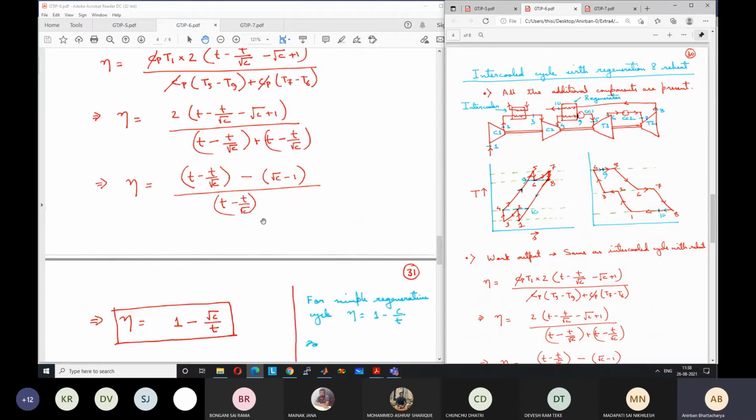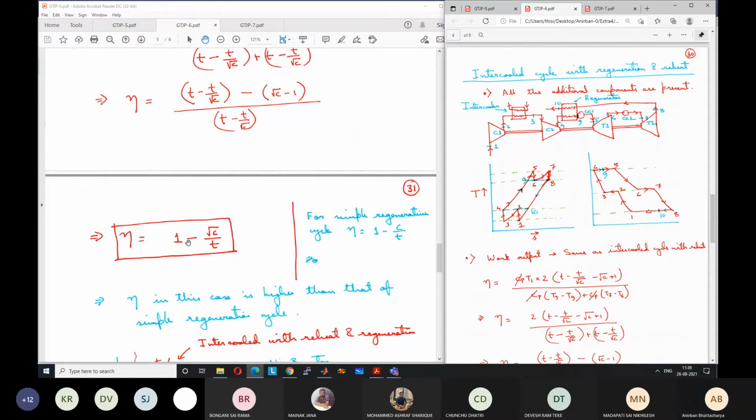In this case, you can simplify further. Again, you should not memorize this. Directly don't use this in any problem. You will not learn anything or you will not get marks also. You have to derive and solve the problem. So we get 1 minus, if you take root C common from the top and T common from the bottom, these two terms also get cancelled. So here eta is equal to 1 minus root C by T.